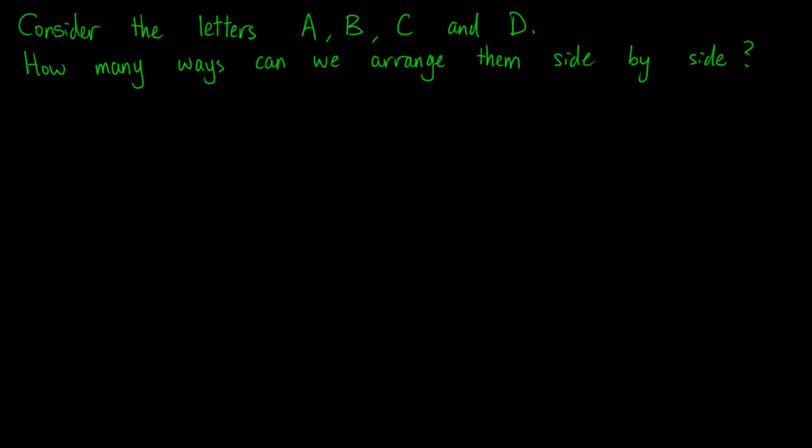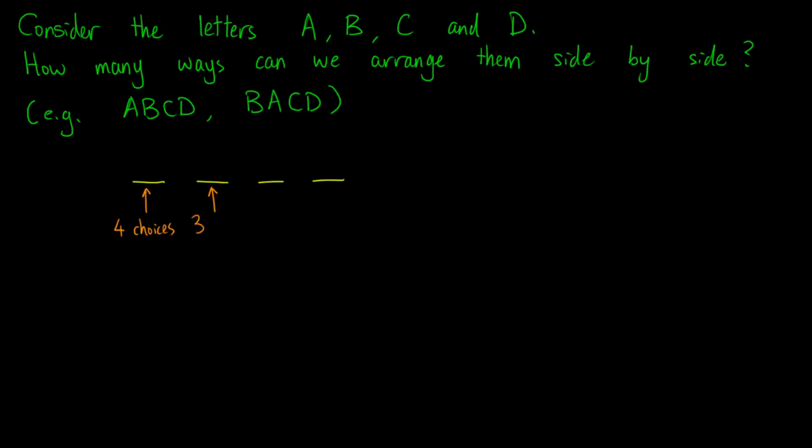Now let's consider the letters A, B, C, and D. In how many ways can we arrange them side by side? For example, ABCD or BACD. Let's draw for ourselves 4 horizontal lines to indicate the positions of the 4 letters. For the first letter, there are 4 choices for us to choose from. Once we have picked the first letter, there are 3 choices left for the second letter, and 2 choices left for the third, and then the remaining letter must go into the last position. So there's only one choice.